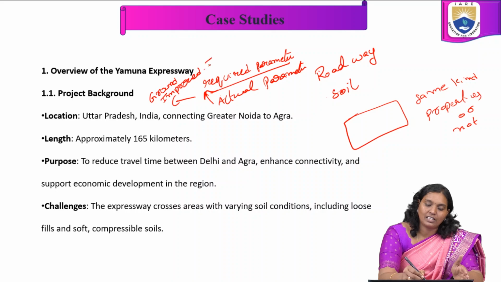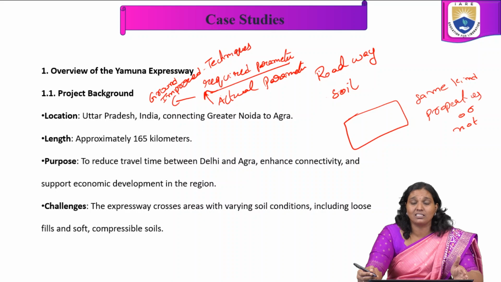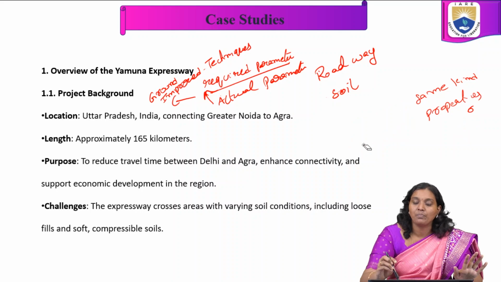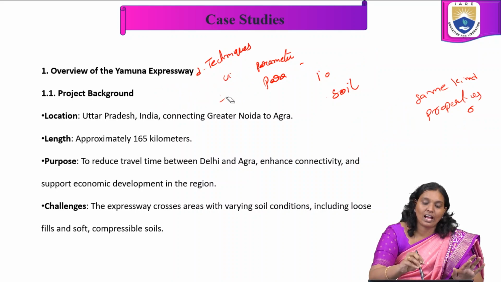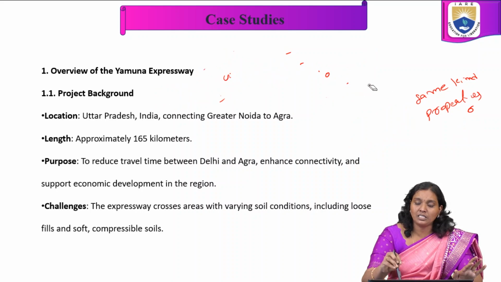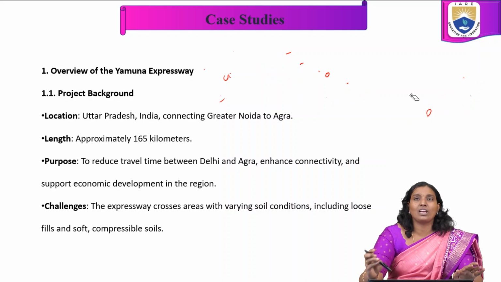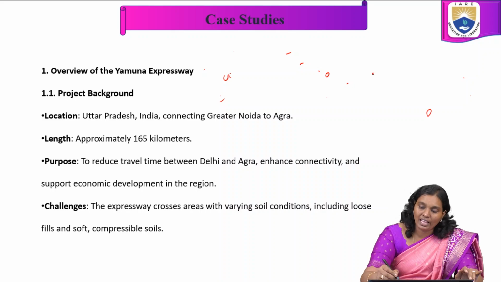Ground improvement techniques: what do we have to analyze? We have to analyze various parameters involved in these characteristics, the materials we are using, and what type of scenarios are there. These are the parameters we have to understand in any project. So in this particular project, first we have to understand the background of the project. That is the main thing.